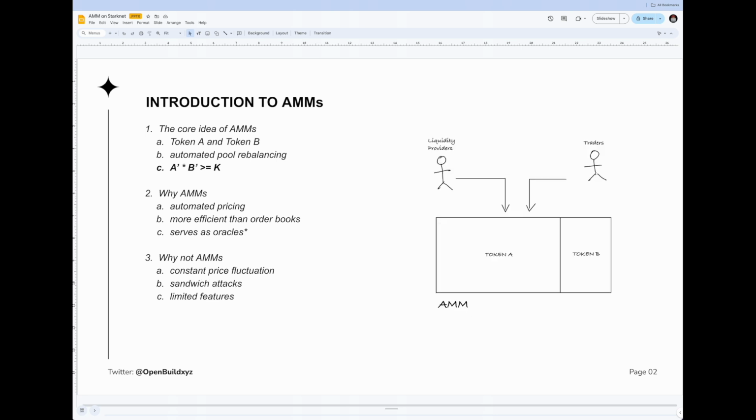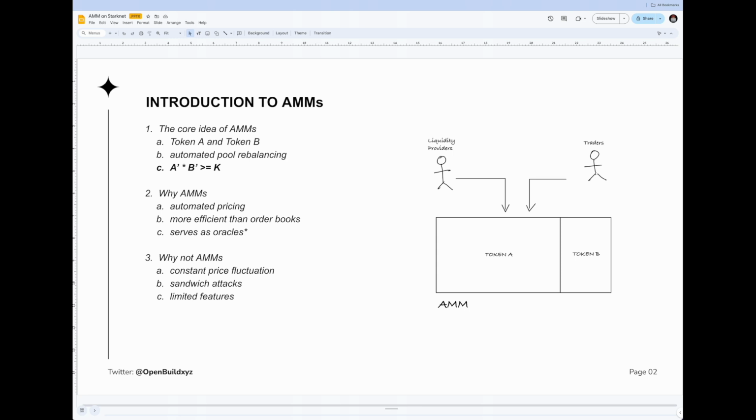Because of the constant price fluctuation, we assume that every single swap will impact the price. Of course, in larger pools, small swaps don't mean much, but in very small pools, the bigger swaps will definitely change the price of the tokens by quite a lot. So this is just something to consider. I would say it's a bit more risky if those are very small pools.